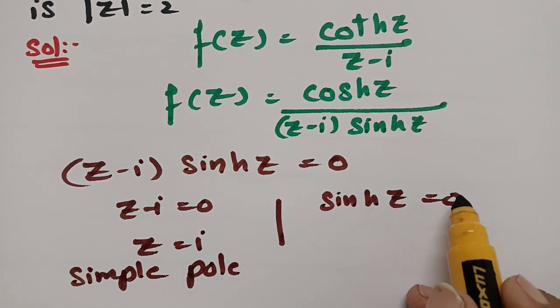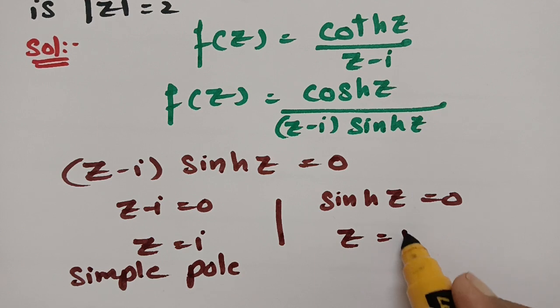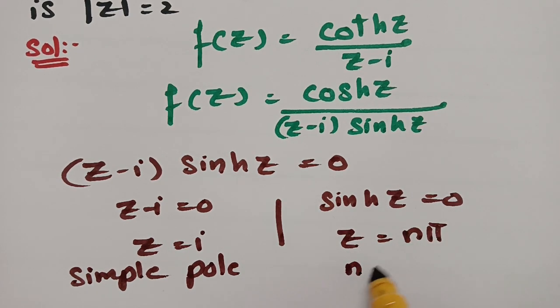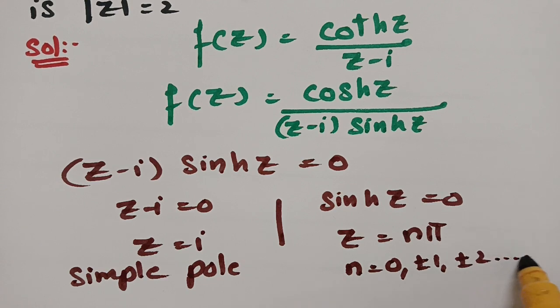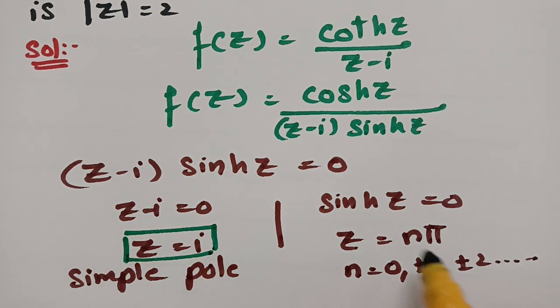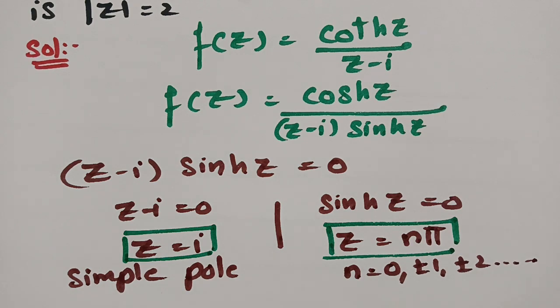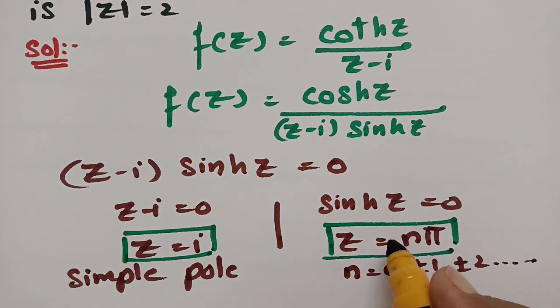And next, when sinh z becomes 0, that is when z is equal to n pi, where n is equal to 0, plus or minus 1, plus or minus 2, and so on. See here, these are all simple poles. So in general I am writing z is equal to plus or minus n pi.